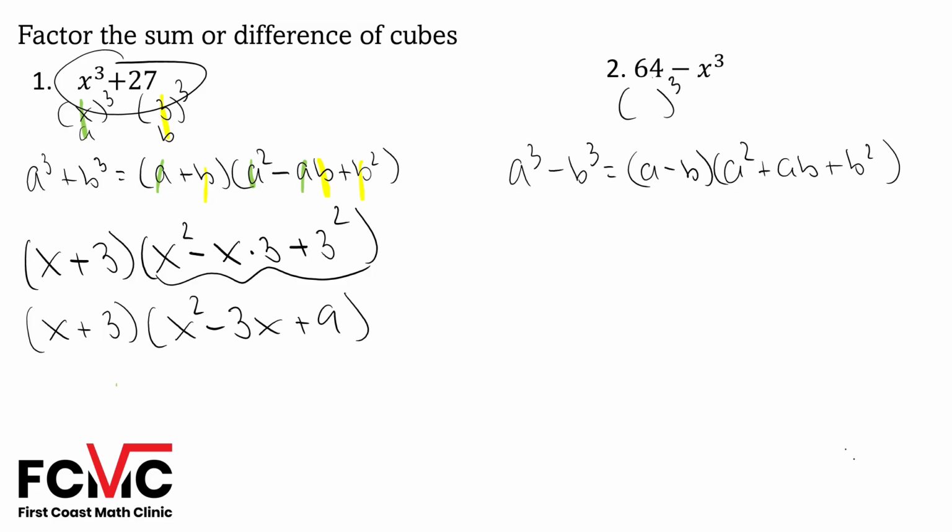So what are we cubing to get 64? We're cubing 4. That's our a value. What are we cubing to get x to the third? We're cubing x. That's our b value. So we can replace a with 4. We can replace b with x.